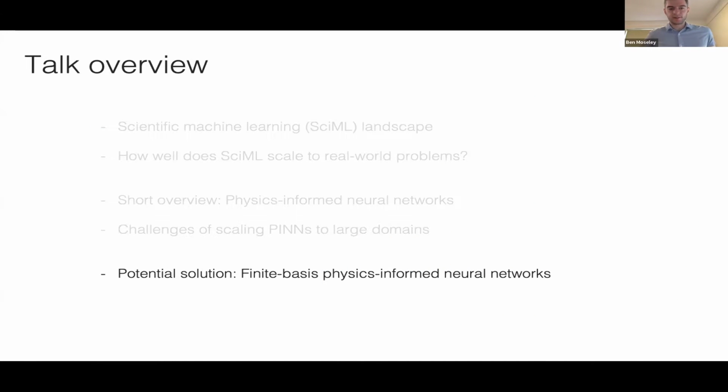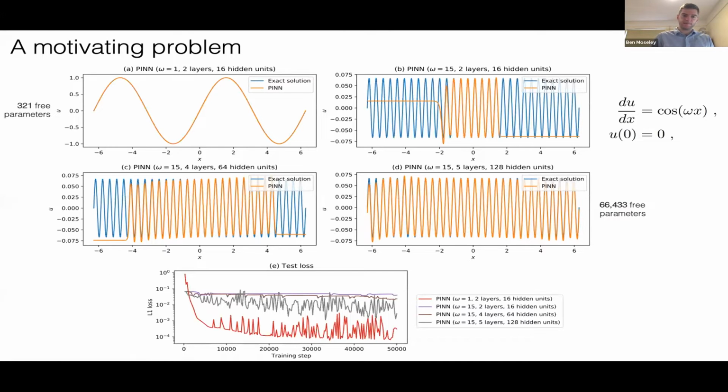So yeah, now I'm going to come on to finally our solution to this problem, which is finite basis physics-informed neural networks. I took this from a very first principles view. I wanted to start off with the simplest problem I could and see where PINNs broke down, and then how I would fix it. And so what I did is I considered this very simple differential equation, which I showed at the very start, which is du/dx = cos(ωx).